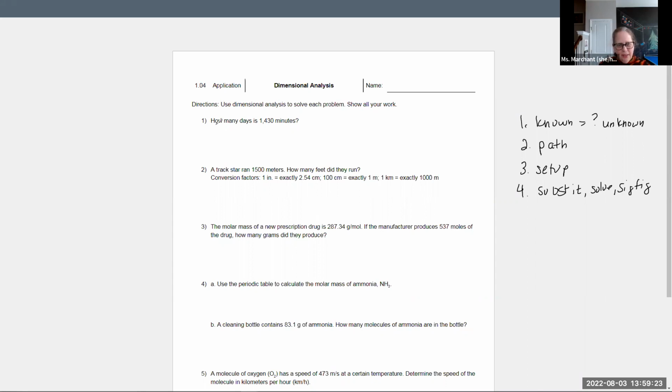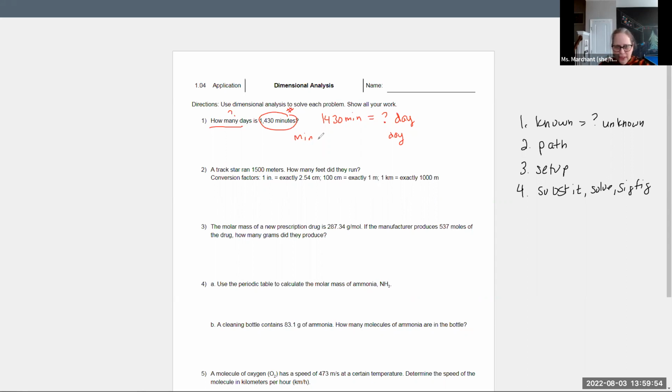Okay, so for the odds, how many days is 1430 minutes? So let's rewrite this. 1430 minutes is my known because it's the one with the number, and my unknown is how many days. So I'm going from minutes to days. So my pathway here, minutes to days. You need to find the conversion from minutes to days, because I'm not going to give you that answer.